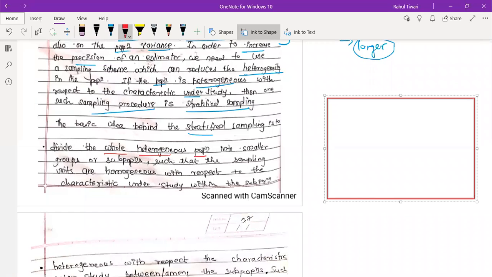So we need to divide this data into smaller groups or subgroups. I will start dividing the groups. Let me create one group here. This contains the class. Again, I can divide it into subgroups.